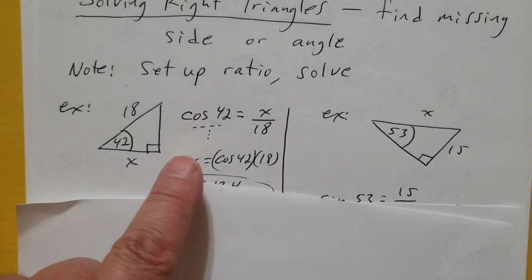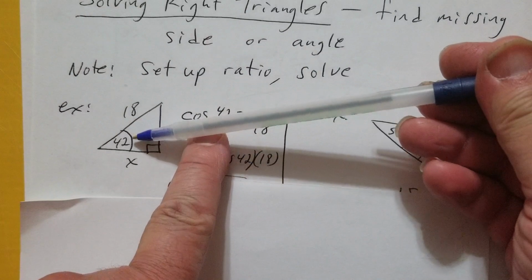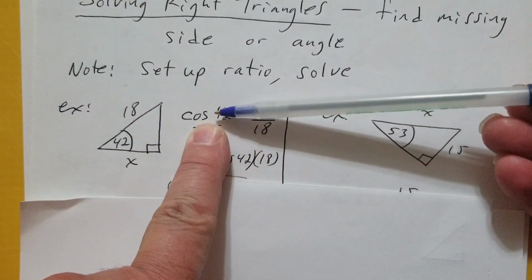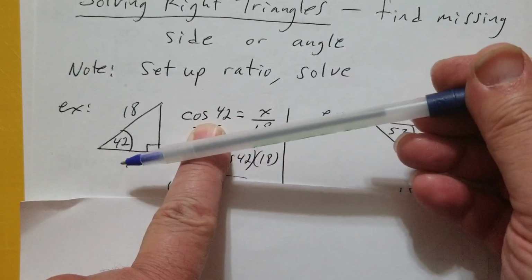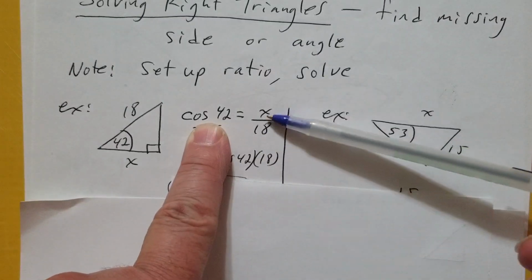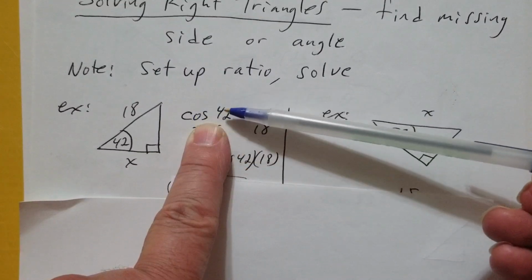So set it up. Cosine of the angle, cosine 42 is equal to adjacent over hypotenuse, x over 18. Now solve that. Solve for x. This is just a number, right? You put that in your calculator and it comes up with a number.